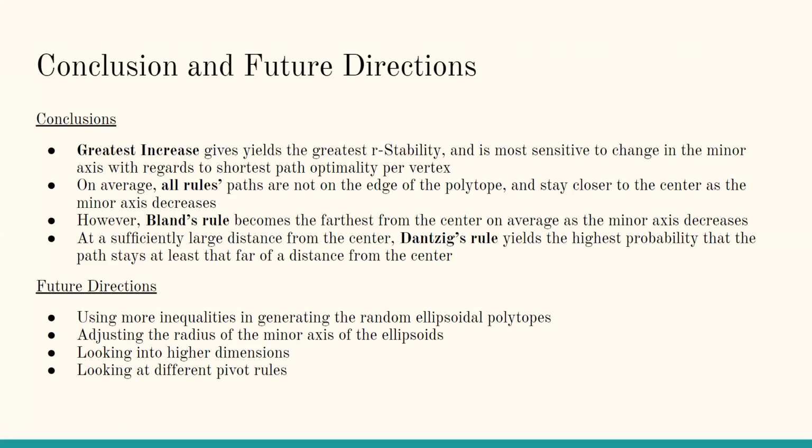So what you can conclude is that the greatest increase rule yields the greatest R stability. All rules pass not on the edge of the polytope. However, Bland's rule becomes the farthest from the center, and for a sufficiently large distance from the center, Dantzig's rule will have the highest probability that it'll stay that far. And for future directions, we'll look at different pivot rules, higher dimensions, more radii, and more inequalities.